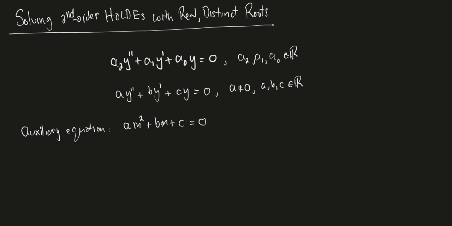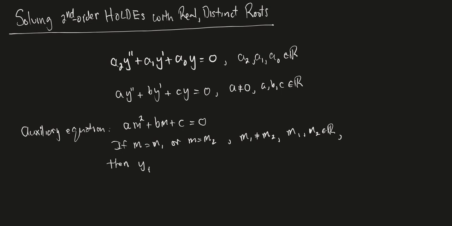And we can find the roots of this, right? Because we know how to solve quadratic equations. So if we end up getting solutions that look like this, either m is equal to m1 or m is equal to m2, where m1 and m2 are different, right? So m1 is not the same as m2, and they're both real numbers.